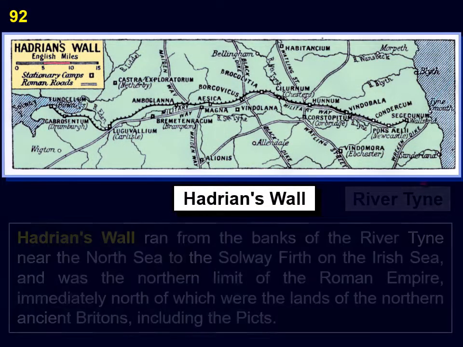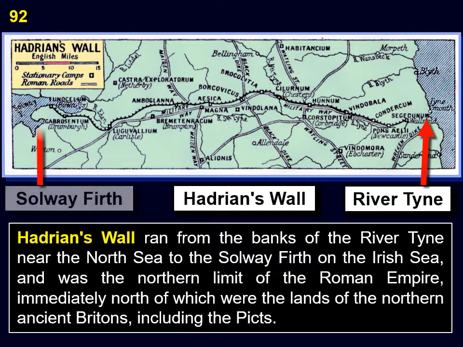Hadrian's Wall ran from the banks of the River Tyne near the North Sea to the Solway Firth on the Irish Sea, and was the northern limit of the Roman Empire, immediately north of which were the lands of the northern ancient Britons, including the Picts.